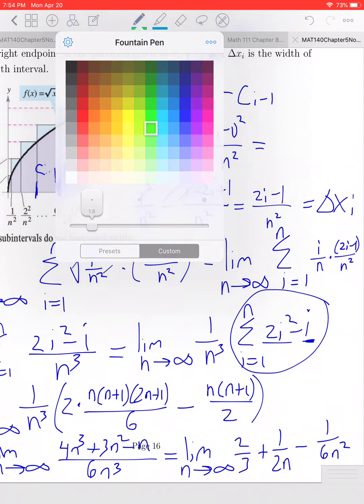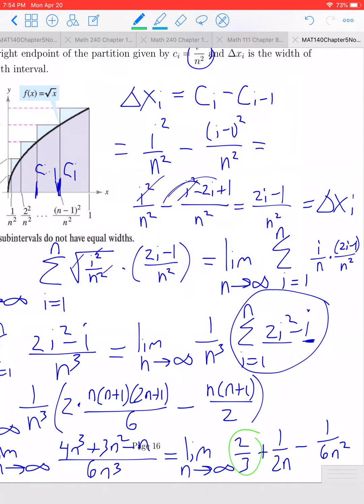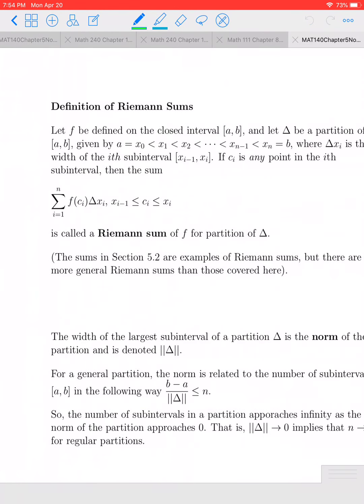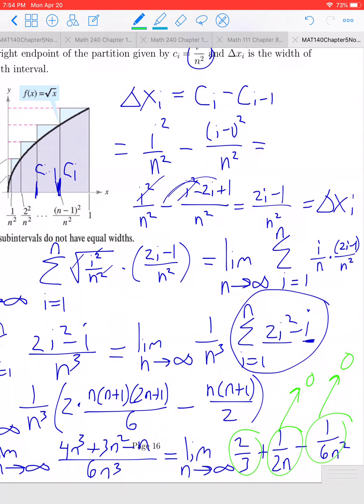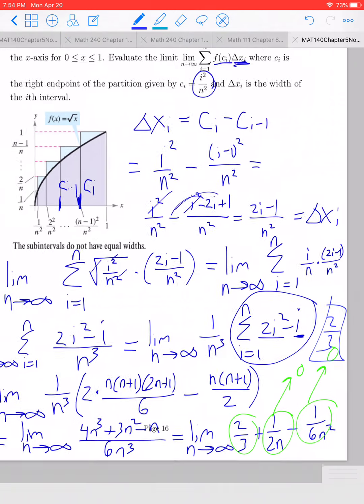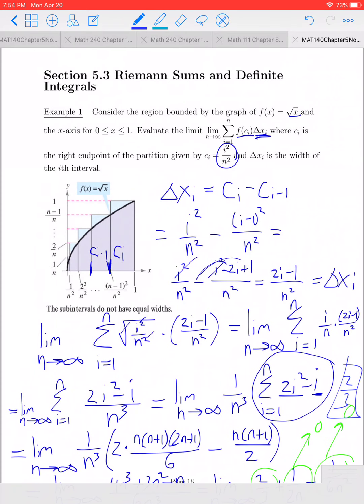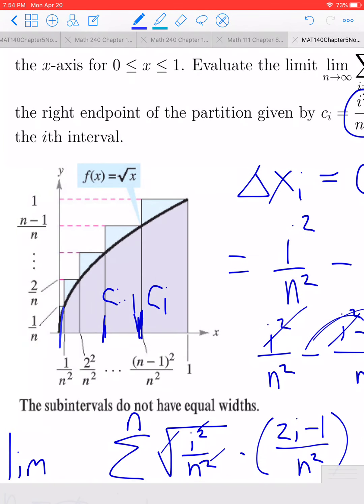As n goes towards infinity, the constant stays the same. 1 over 2n will approach 0. 1 over 6n squared will approach 0. So in the limit, we get 2/3 plus 0 minus 0, which is just 2/3. Okay, so that's our final answer. The area under the curve of the square root of x from x equals 0 to 1 is exactly 2/3, and we found it by doing Riemann sums.